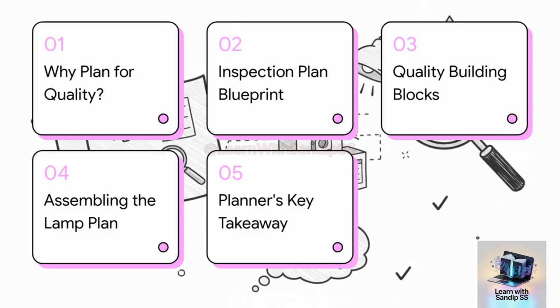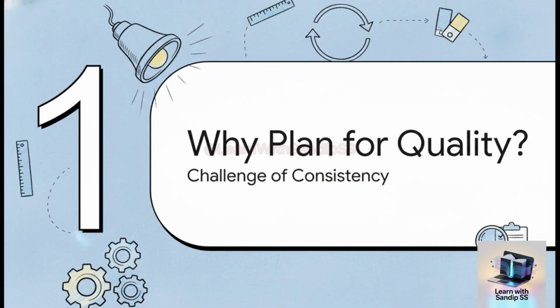So, here's our game plan. First, we'll touch on why we even need to plan for quality. Then, we'll look at the structure of the inspection plan itself. Think of it as our blueprint. After that, we'll dive into the essential building blocks of data you'll need. We'll see how it all comes together with a real-world example, and we'll wrap up with the one key idea you absolutely need to remember. All right, let's start at the beginning.